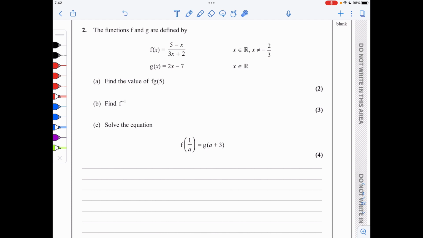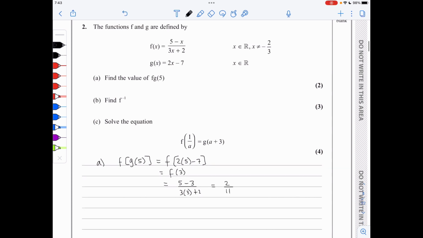In 2, we're given two functions f and g, and we need to start off by finding the value of f(g(5)). So it's a composite function here. So f(g(5)) means I first need to evaluate g(5). So g(5) is 2 times 5 minus 7. So this leads to f(3). And I substitute 3 into f. So (5 - 3)/(3 times 3 + 2), which gives an answer of 2/11.